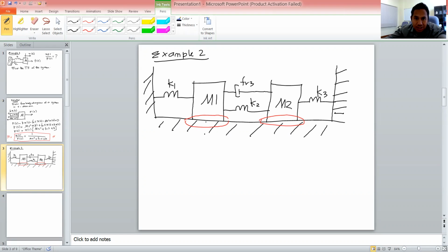Okay, we have friction here, FV1. Another friction, between M1 and the floor, FV2, right? And this is viscous damper FV3, okay? We have three: FV1, FV2, and FV3.